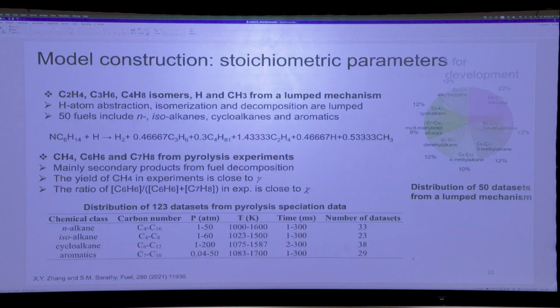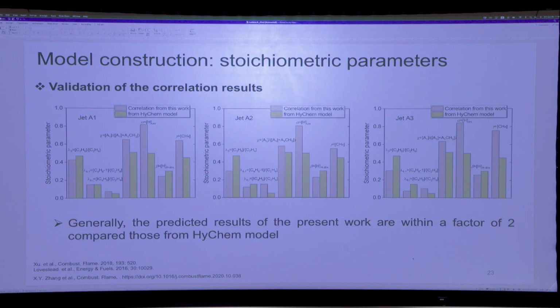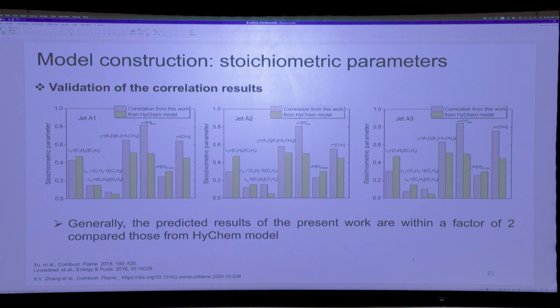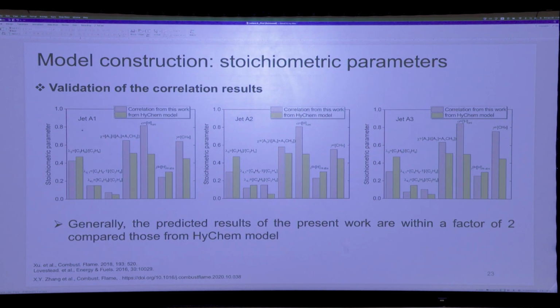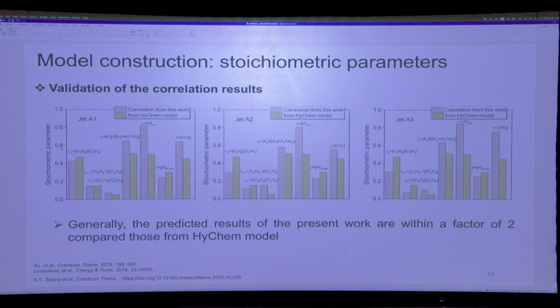And how do we know it works fairly well? Well, we simply go and we compare the approach that we have with the HiChem approach. So we basically take the exact same fuels that the HiChem model was built on. So in this case, for example, Jet A1, Jet A2, Jet A3, Professor Haiwang built the HiChem model based on experiments for all these fuels. And then we use our simple correlation methodology and compare. This slide is showing the stoichiometric parameters. How do they compare between HiChem and our correlation?